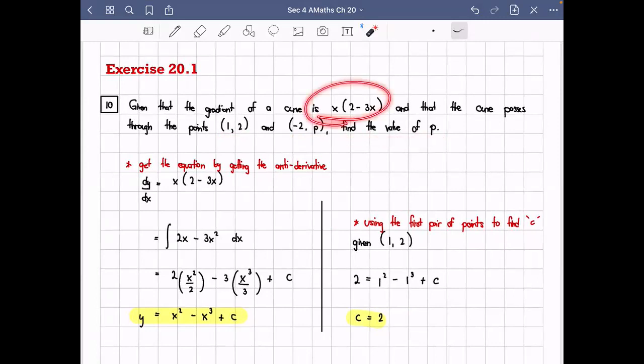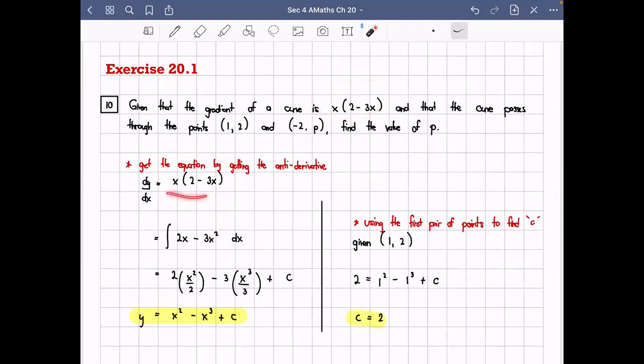So the gradient of the curve, class, when you see gradient of the curve, it's automatically your derivative. It's the derivative of y. So the derivative of y is equal to this. So what do we do first to find the value of p? First, we get the equation by getting the antiderivative of this one.